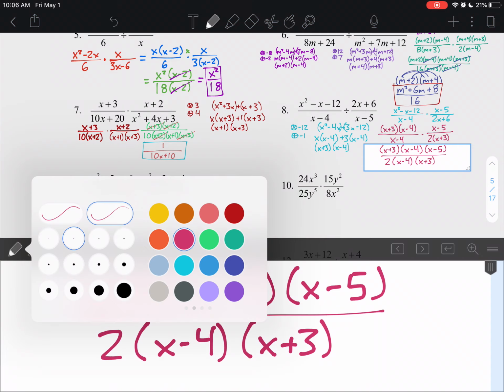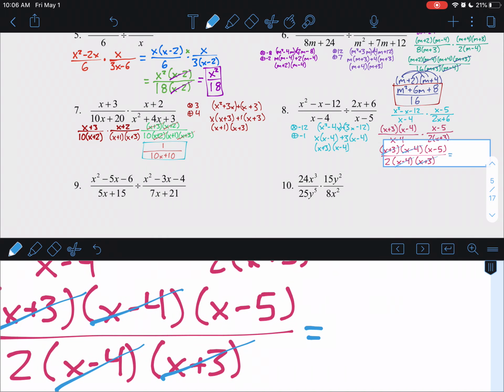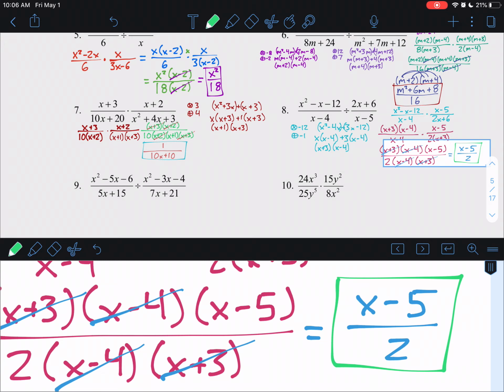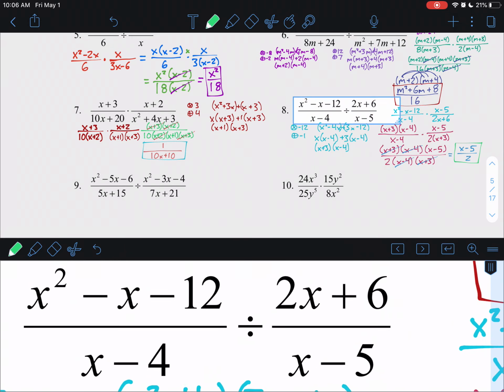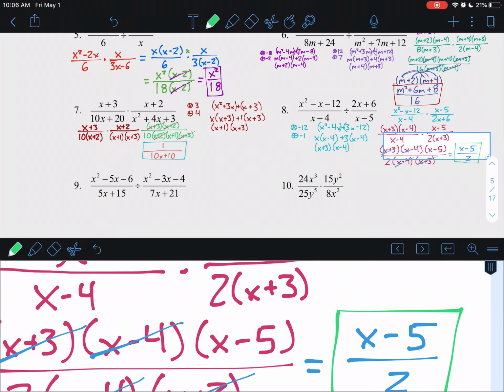So now I'll just cancel things out. There's x plus 3 in both the numerator and denominator, and x minus 4 in both the numerator and the denominator. Which means I'm left with x minus 5 over 2. There's nothing to distribute in either numerator or denominator. So x squared minus x minus 12 over x minus 4 divided by 2x plus 6 over x minus 5 is x minus 5 over 2.